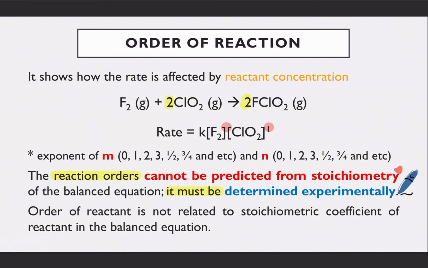Your order of reaction, it shows how the rate is affected by the reactant concentration. Let's say kalau awak tinggikan, if you double the concentration of F2, what will happen to the rate?